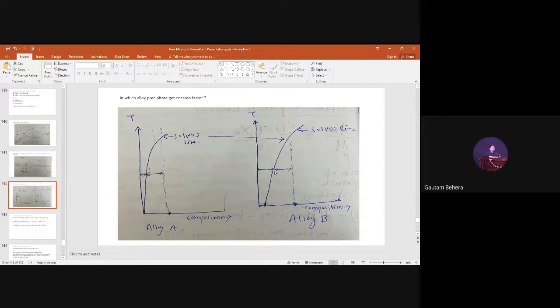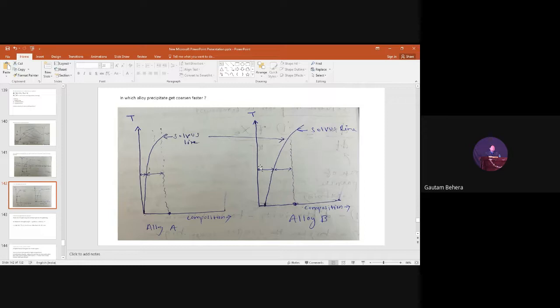Tapas, you are right, but you could not explain. You can see the solubility limit is more in this alloy, right? At the same temperature, I am taking the same temperature, for example, this one. Here equilibrium solubility is less, right? Equilibrium solubility you understand from this point to this point only. From here to here, this is the equilibrium solubility. So equilibrium solubility is more in this case.